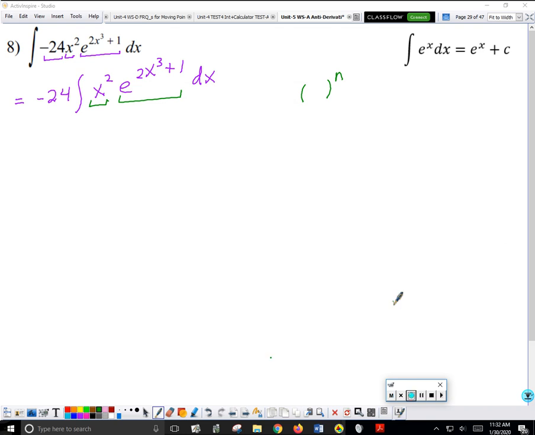We have our two functions multiplying. We pulled out the 24, negative 24. This function is of the form something to a number. The n is 2, the something is x. So we want to talk more about that.